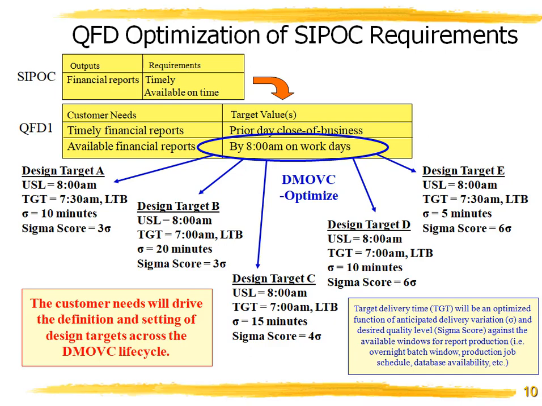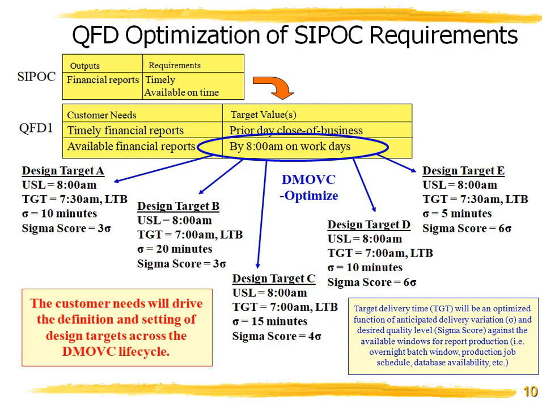So if I know that I need financial reports by 8 a.m. on work days, I have a variety of trade-off analyses that I can do during my engineering to optimize how I'm going to do that. If I want an 8 a.m. target upper spec limit on my days, what target should I aim for and how will I work that process out? So target design A here is a 3 sigma process where I aim for 7:30 and try to design for a sigma of 10 minutes. That's probably the easiest of all these constructs.